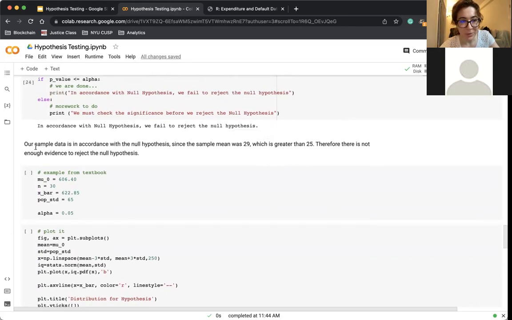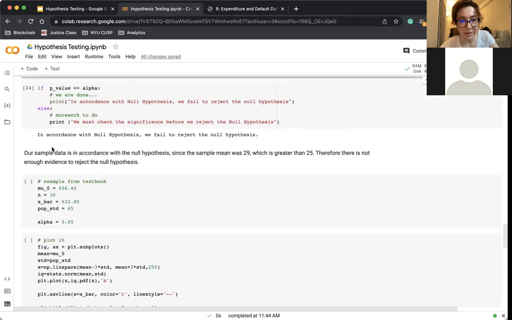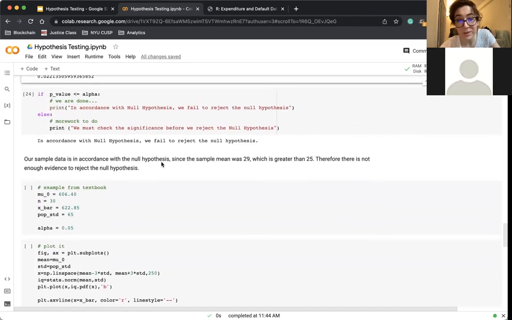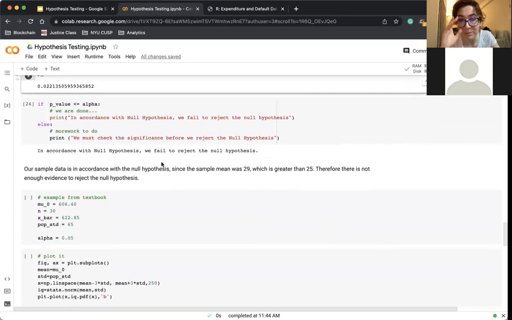Okay, so bringing it back to our test, in this case, our sample data is actually in accordance with the null hypothesis, since the sample mean was 29, which is greater than 25. Therefore, there's not enough evidence to reject the null hypothesis. So, the world kind of exists as we thought. So in this case, back to the jelly beans, the world would exist without thinking jelly beans actually caused acne or fixed acne. So we didn't have enough evidence to reject the null hypothesis.